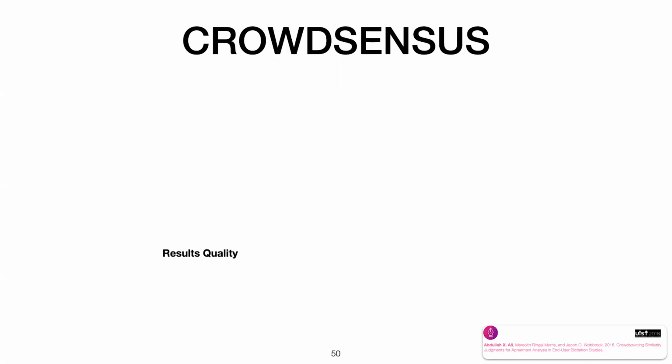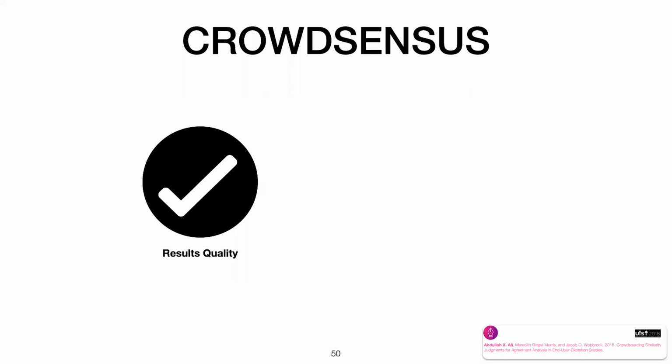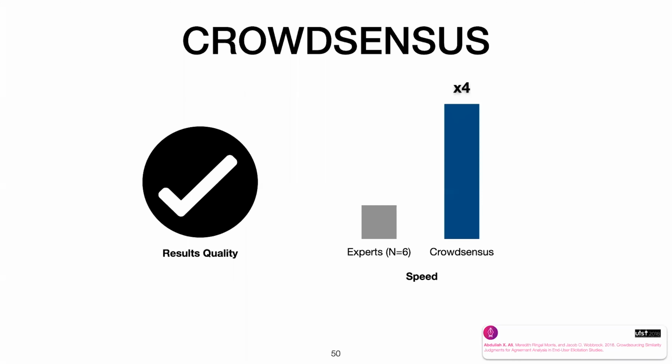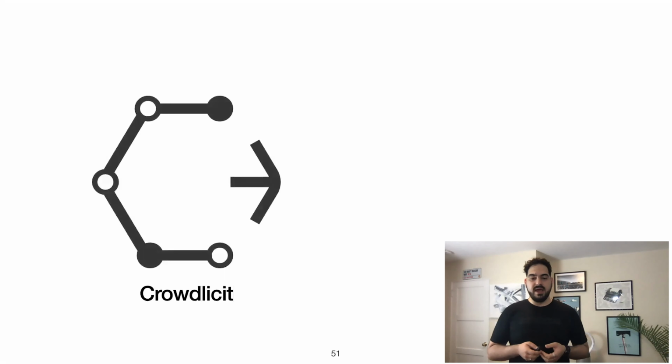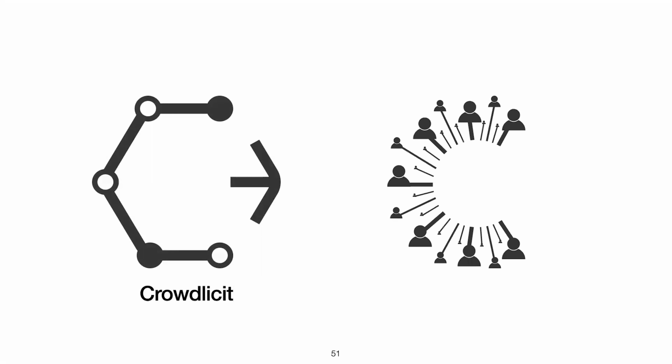And in the end, not only did I get results of the same quality from CROWDSENSUS as the ones I got from my expert researchers, but CROWDSENSUS was able to do the same task 4 times faster. So to sum up, I built CROWDLICIT as a tool to run both elicitation and identification studies online. And then I built CROWDSENSUS to analyze those results efficiently.